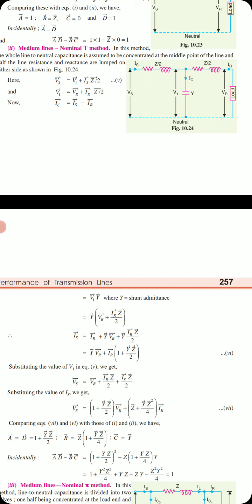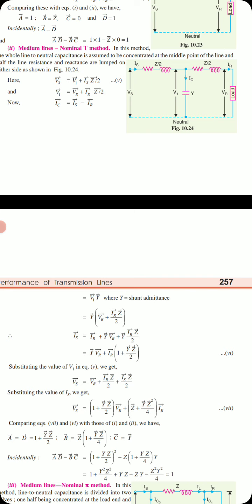So I can write Vs is equal to (1 plus YZ by 2) VR plus (Z plus YZ by 4) into IR. You can just refer to equations 6 and 7 here. 6 is the equation for IS and 7 is the equation for VS. Compare it with the VS and IS equations, numbers 1 and 2. That is VS is equal to A VR plus B IR, IS is equal to C VR plus D IR.